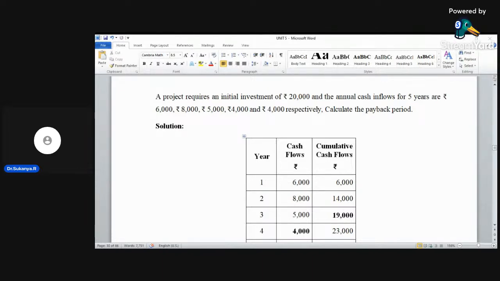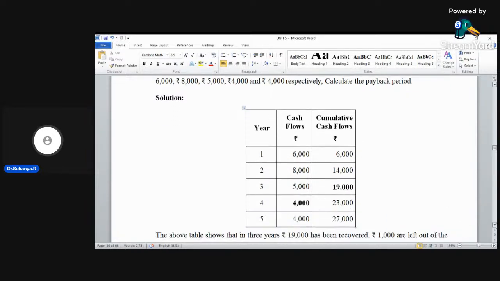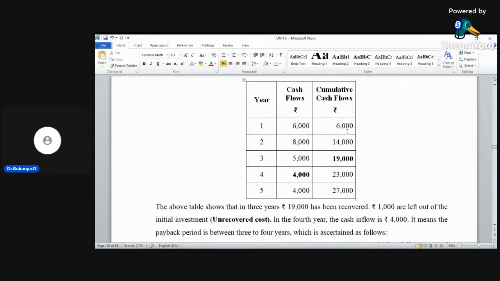In the fourth year, it will be 19,000 plus 4,000, which comes to 23,000 in the fourth year. So, what you people should keep in mind is cumulative cash inflows computation is very important. Again, in the fifth year, it will be 23,000 plus 4,000, which comes to 27,000 in the fifth year. I hope all of you are understanding.